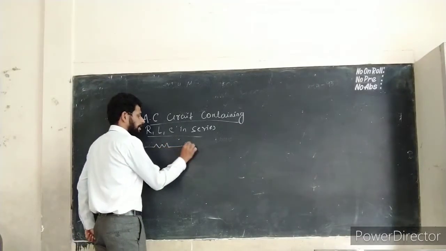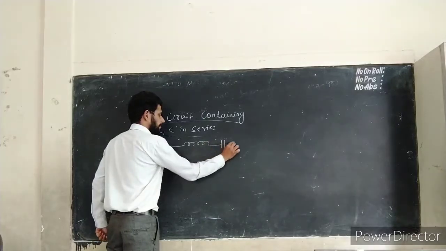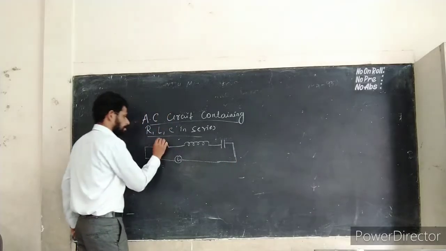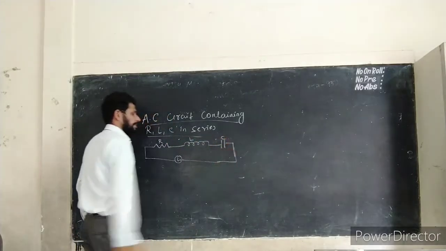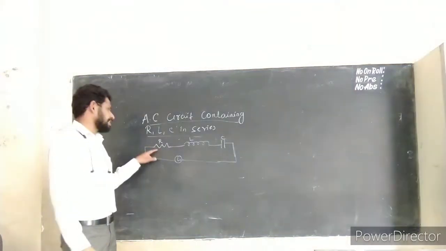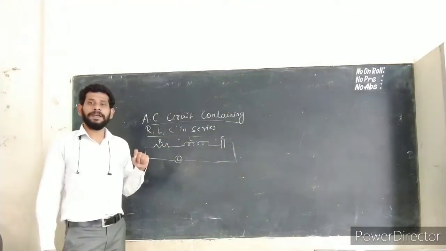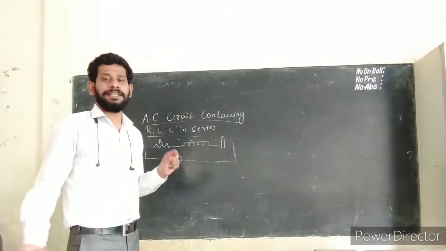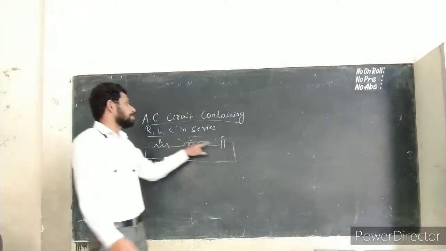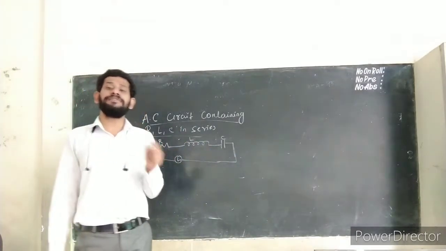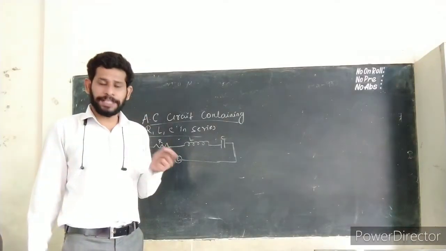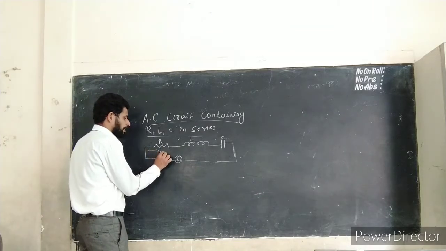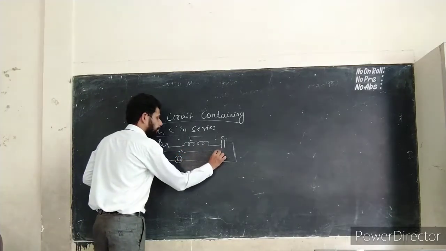Resistor, inductor, and capacitor, all three are connected in series. The resistor offers resistance. The resistance offered by the inductor is called inductive reactance. The resistance offered by the capacitor is called capacitive reactance, XC. Here we have the potential VR, here the potential VL, and here the potential VC.